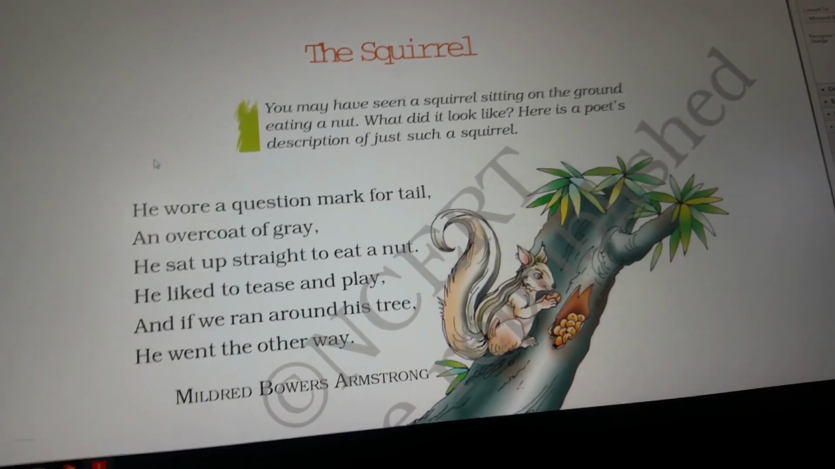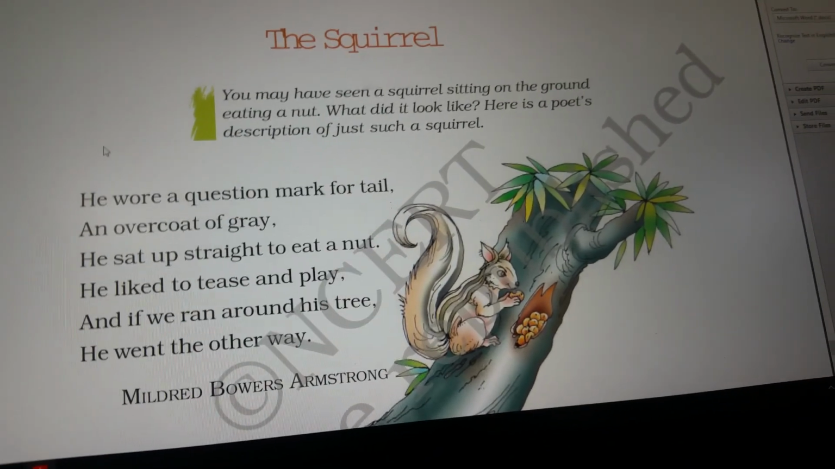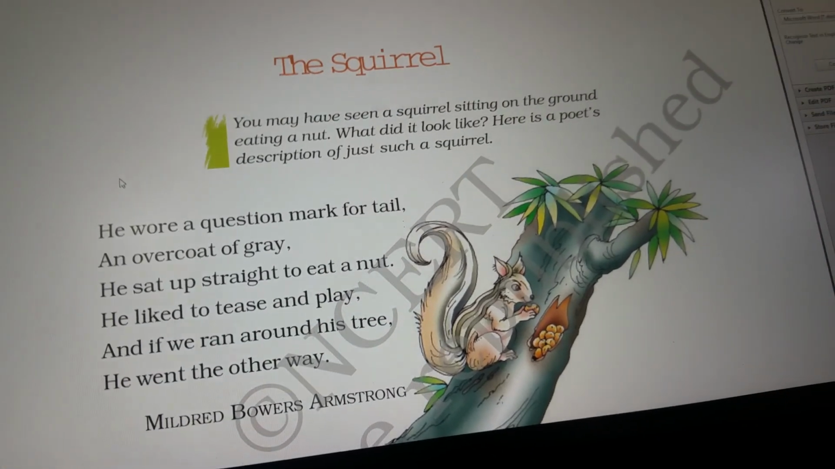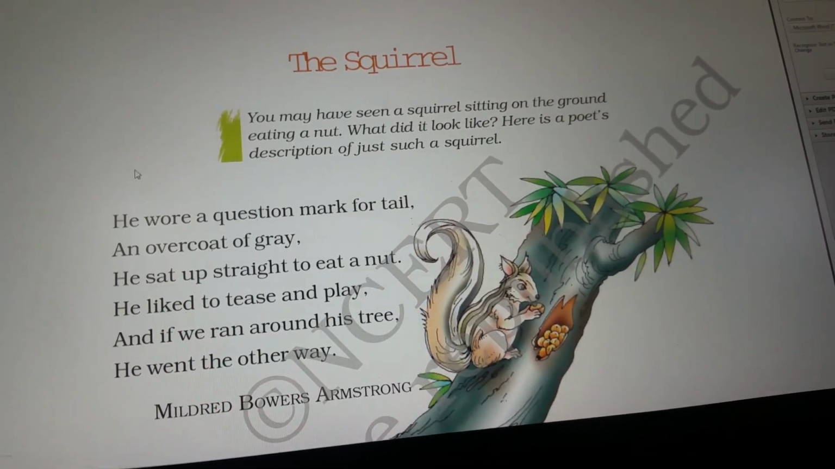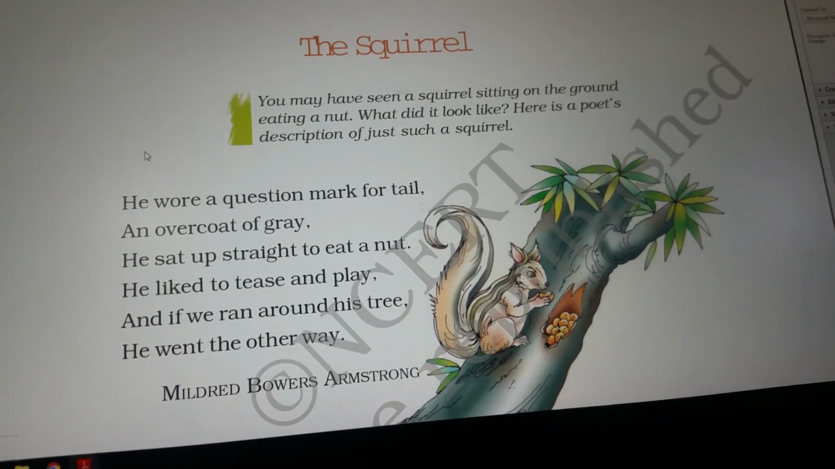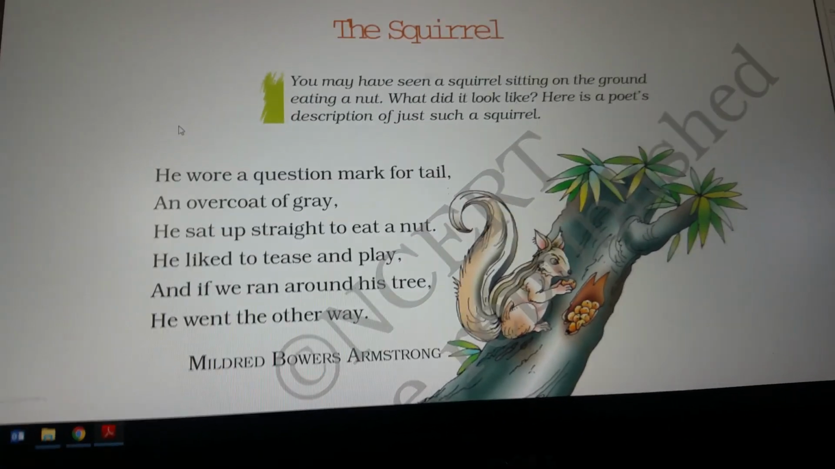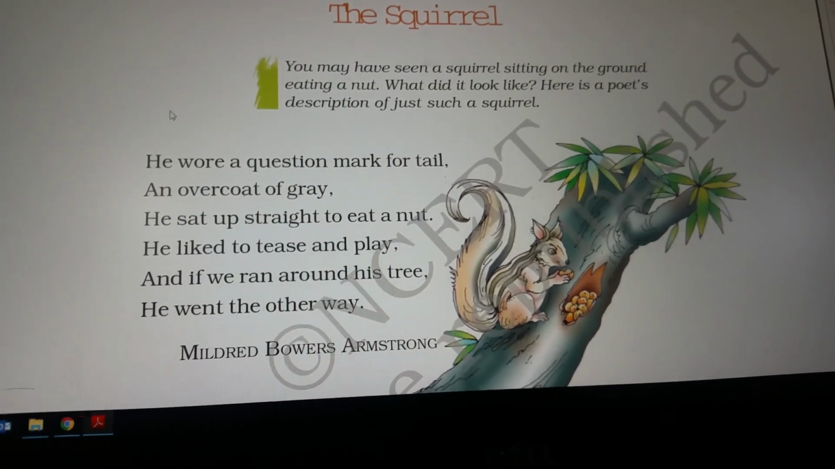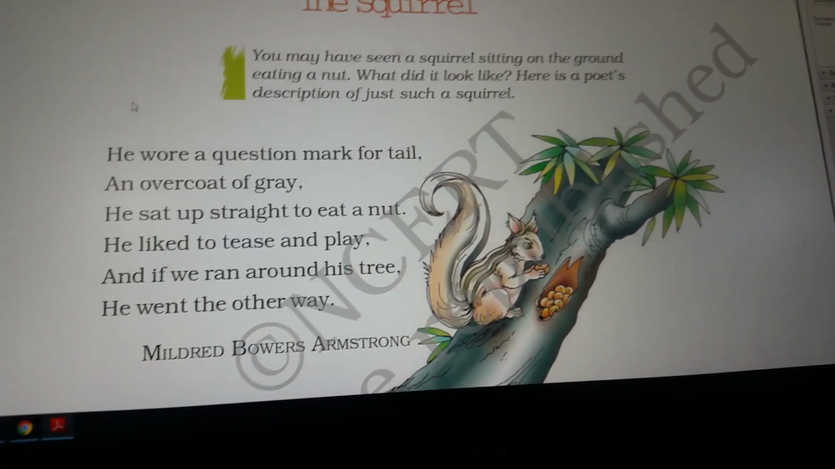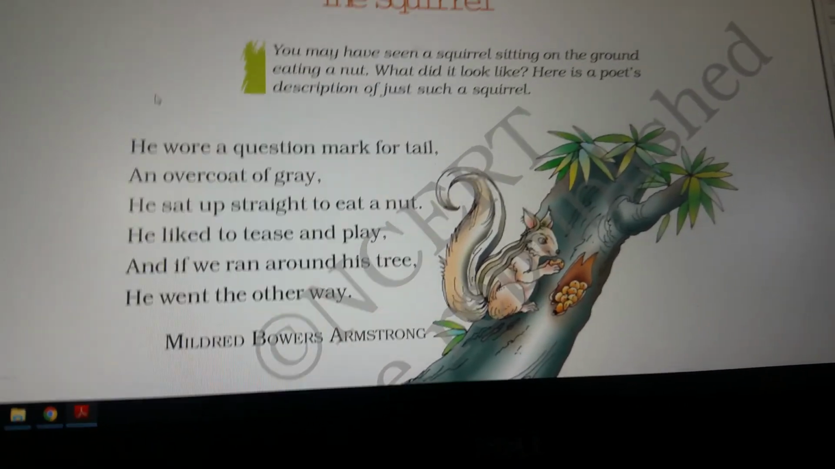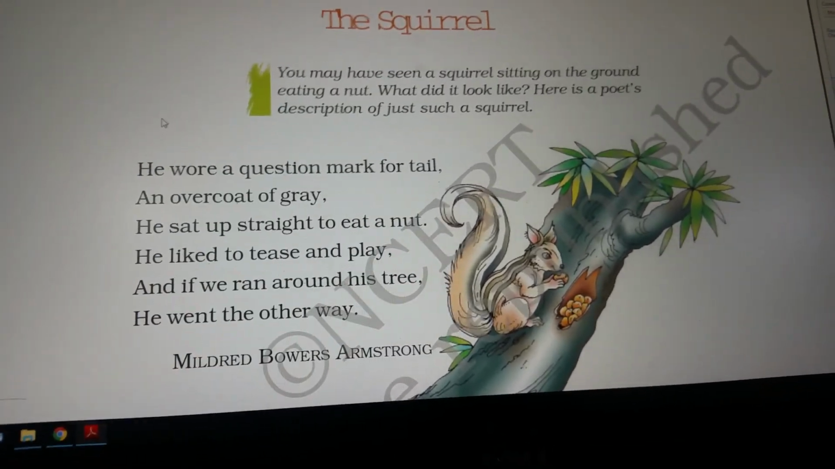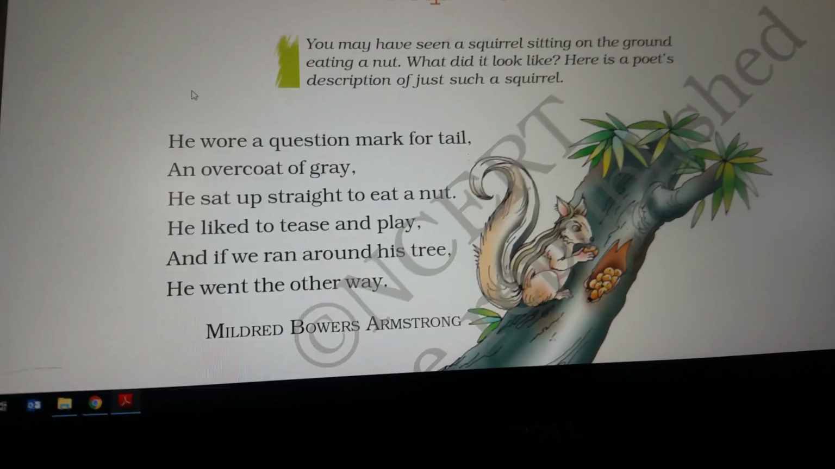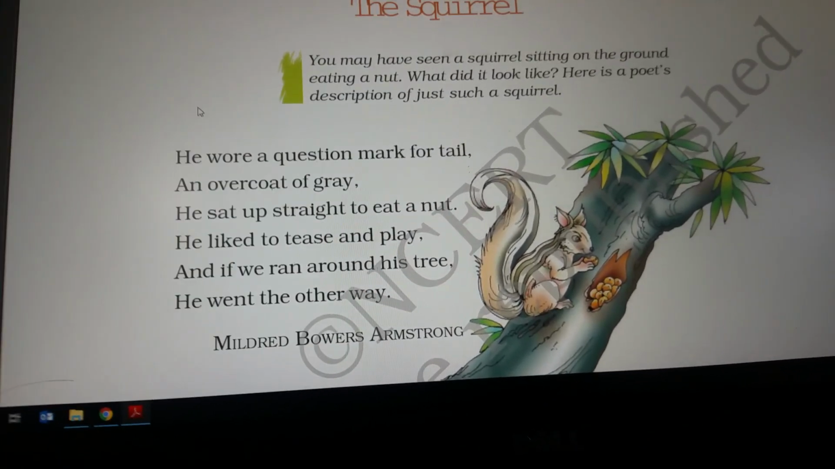So, this poem is written by Mildred Bowers Armstrong, and in this poem the poet is telling us about the nature of the squirrel. This poem also conveys that the poet is quite nature loving, and he enjoys nature too much. He finds the squirrel quite an annoying creature also, but in spite of it, it's loving and it's good to see it doing different kinds of activities.